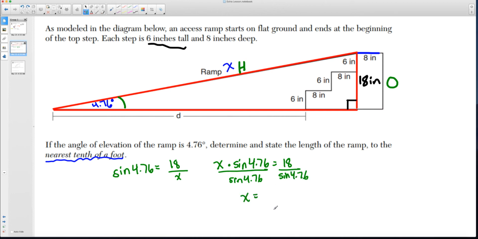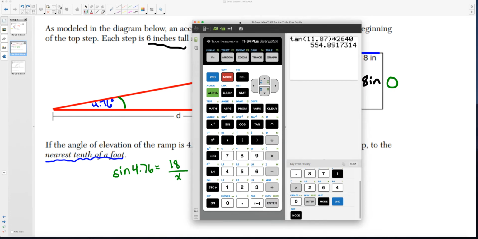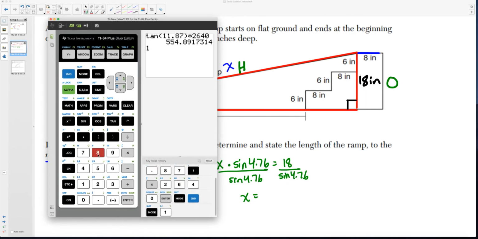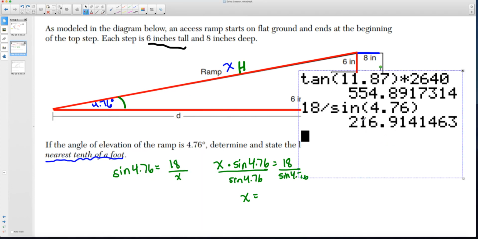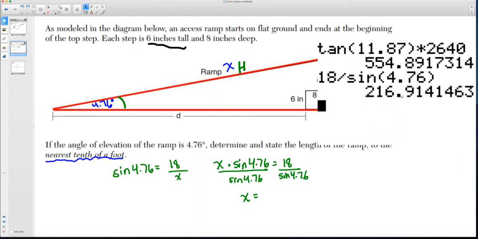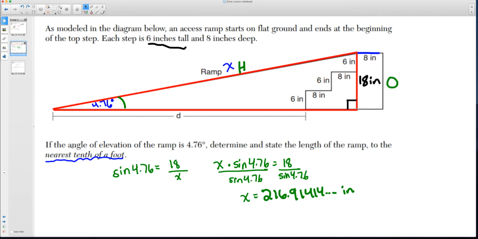And we'll go ahead over to the calculator. So 18 divided by sine of 4.76 gives us 216.91414 inches. Okay, it's in inches, but the question clearly stated earlier to find it to the nearest tenth of a foot. So we need to convert.